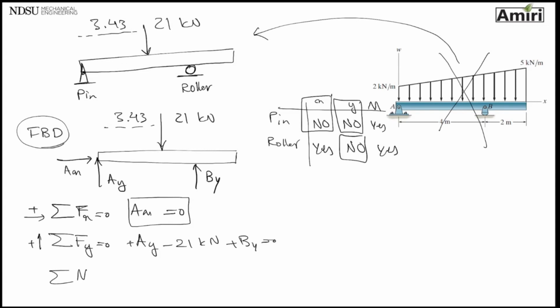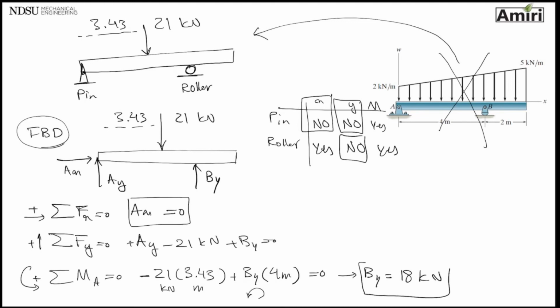So let's write a moment about point A, because there are two forces going through it. Moving on, 21 multiplied by 3.43 meters kilonewtons, and that is negative. That goes against my sign. And moving on to BY at a distance of 4 meters, it's trying to rotate the beam this way, which is with my sign, equals 0. This will give me a BY of 18 kilonewtons. Now I can go back here and find this. If I put BY equal to 18 kilonewtons, I'm going to get AY of 3 kilonewtons. Thank you. That's all I had for this lecture.